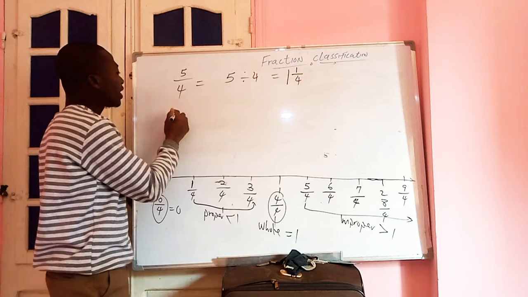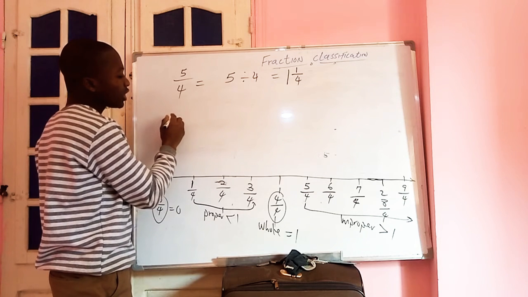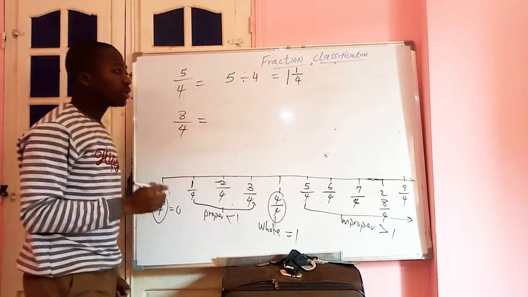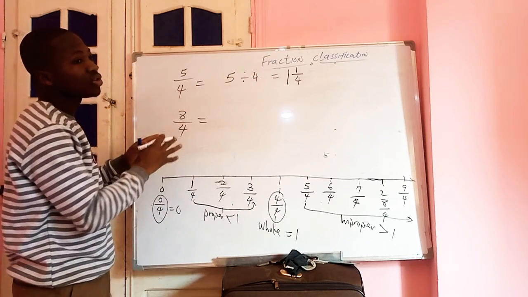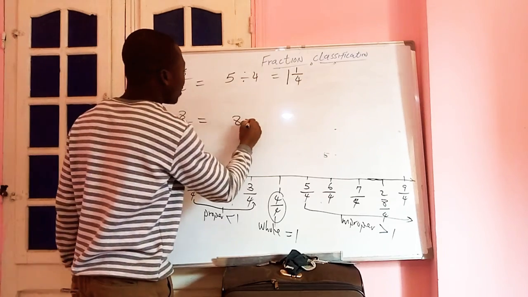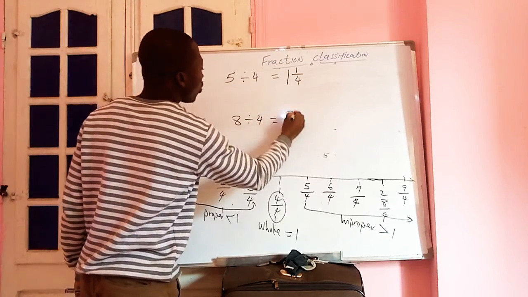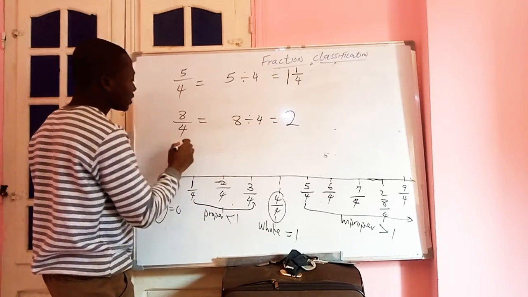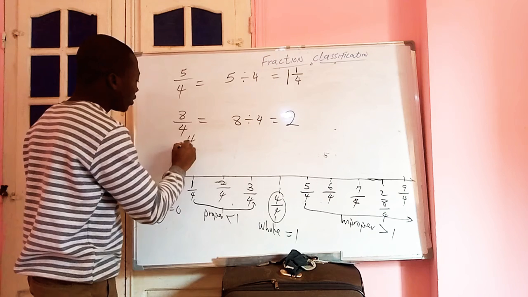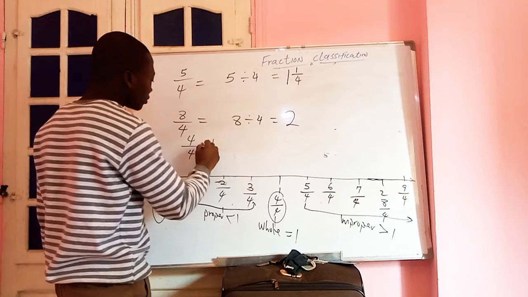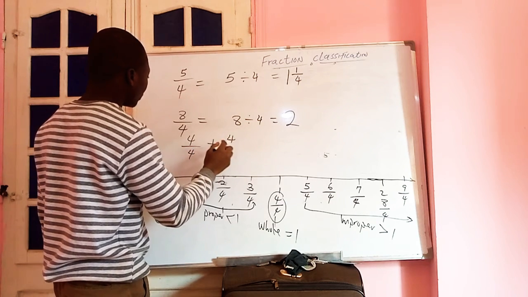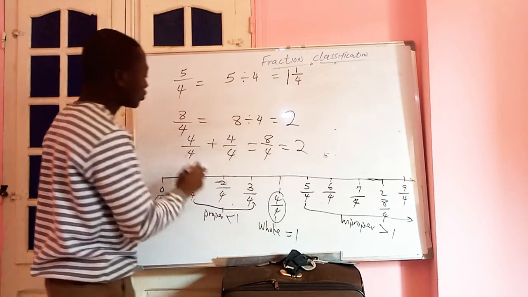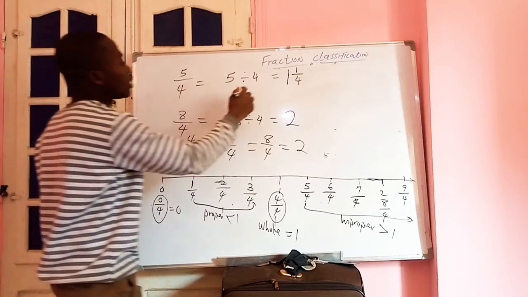So let's say we want to change the fraction 8/4 into a mixed number. This one is going to change. If we divide 8 by 4, we're going to have 2 wholes. So this 8/4 is a combination of 2 wholes, which is 4/4 plus 4/4, which is equal to 8/4, and equals 2 wholes.